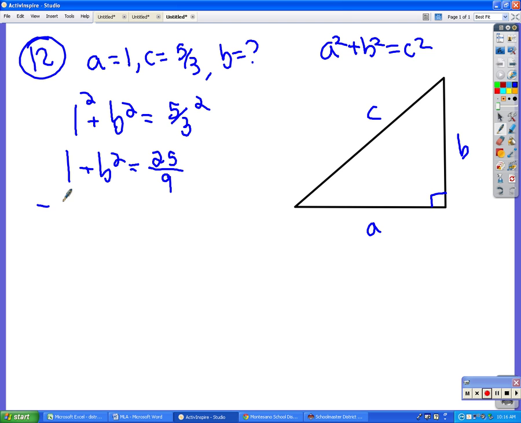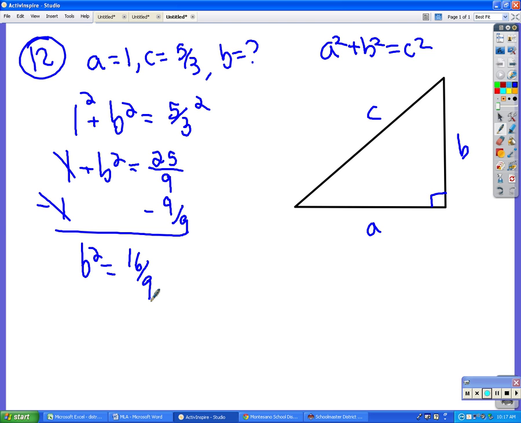I have to subtract 1 from both sides. So over here the 1's cancel. Now over here to subtract two fractions, I have to get a common denominator. What's my common denominator going to be? 9. So I'm going to rewrite 1 as 9 over 9. So now what's 25 take away 9? 16, and it still stays as 9.